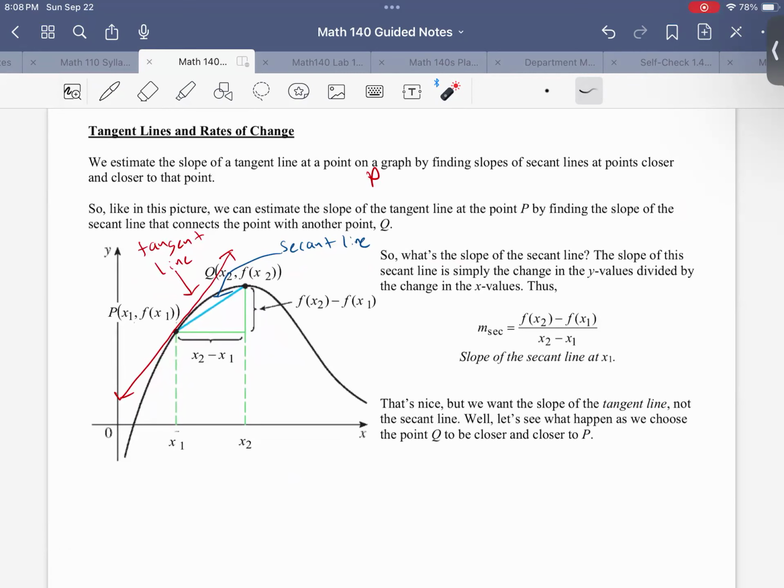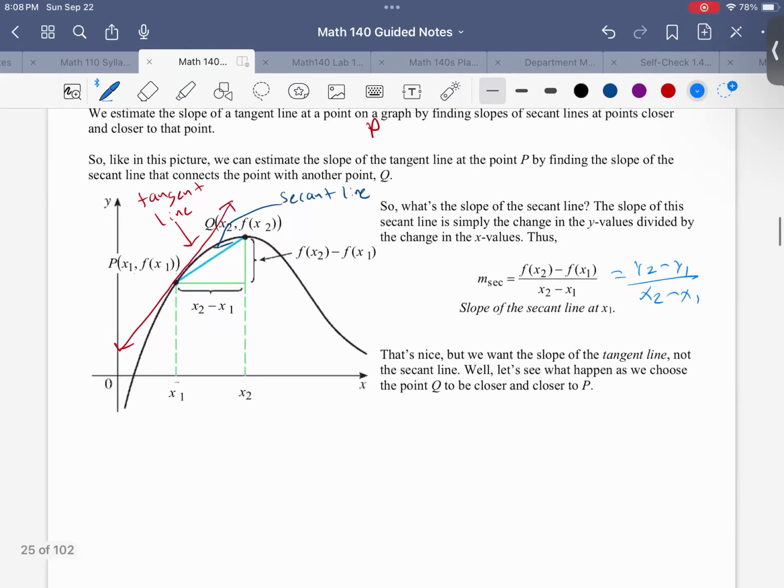Let's keep going. What's the slope of the secant line? The slope of the secant line is simply the change in y values divided by the change in x values. Once again, it's just like rate of change, your y2 minus y1 over x2 minus x1. That's how we find the slope of a secant line. But we want the tangent line, not the secant line. So the idea is, what if we make Q get closer and closer to P?